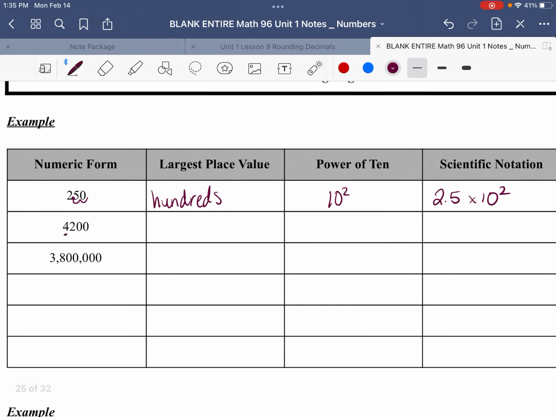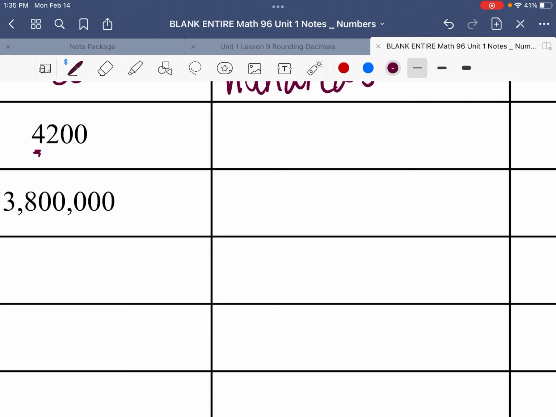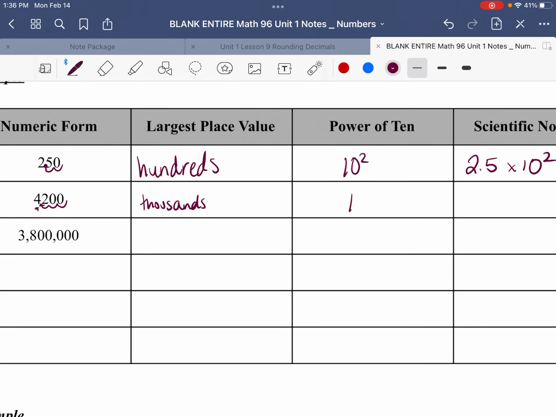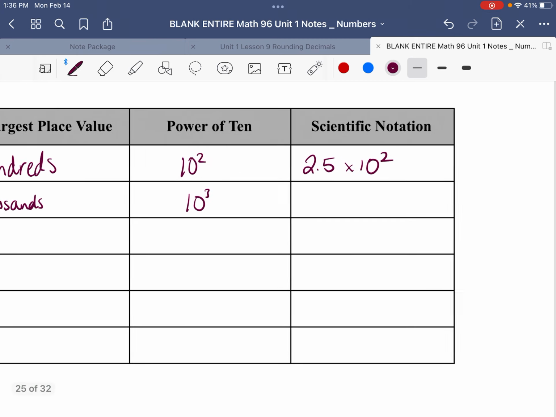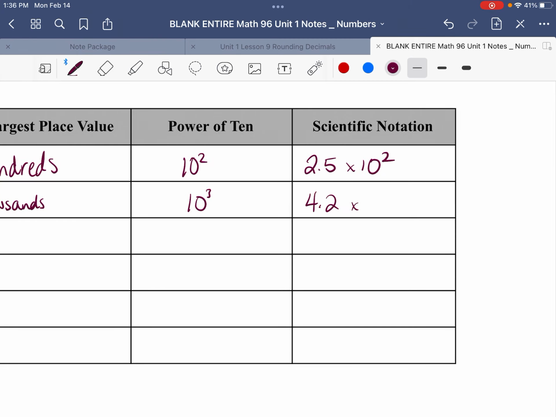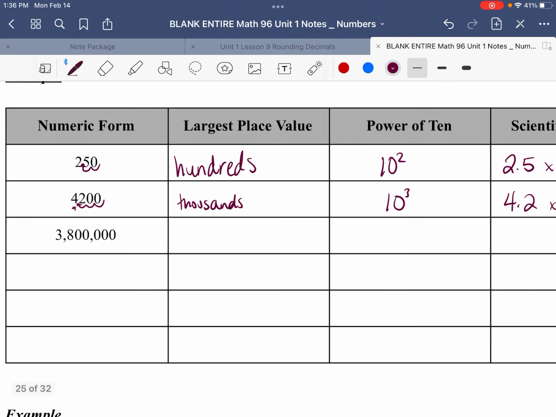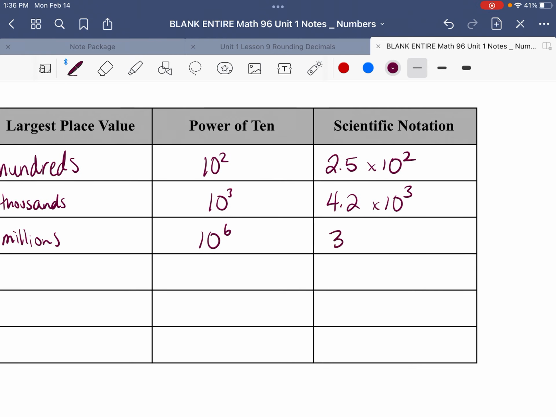The largest place value here is 4, which is in the thousands. We're going to move our decimal spot 1, 2, 3. 1,000 is 3 zeros, so 1,000 is 10 cubed. So we're going to get 4.2 times 10 cubed. And the last one, we're moving 1, 2, 3, 4, 5, 6 in the millions. So a million can be represented as 10 to the 6, so we're going to do 3.8 times 10 to the 6.